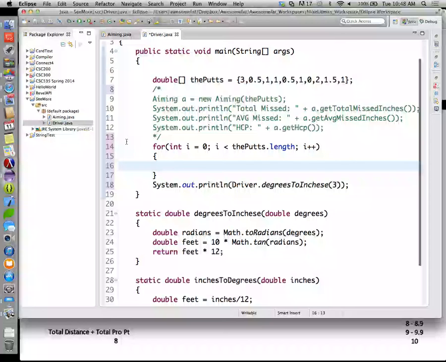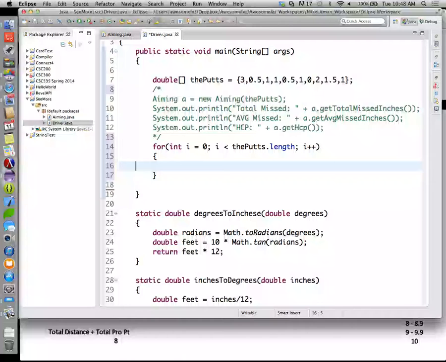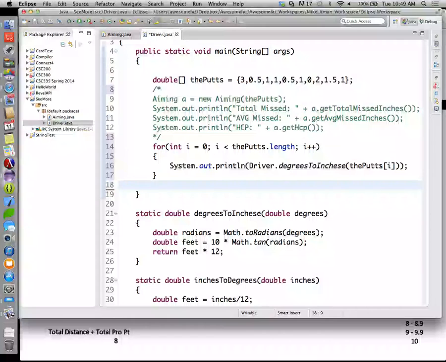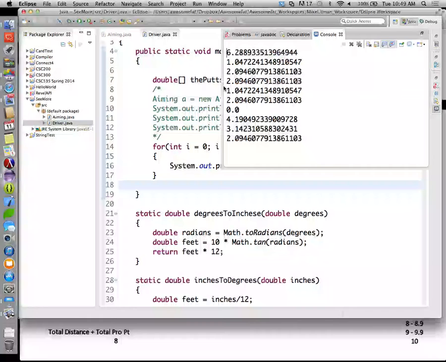So we'll go through all of our putts. For each putt, we will convert it to inches. The putts at bucket I to inches. So we should get 6.28 followed by some other numbers. Okay, so those are all of our putts in inches. I'm going to load those into an array. I'll truncate a little bit.